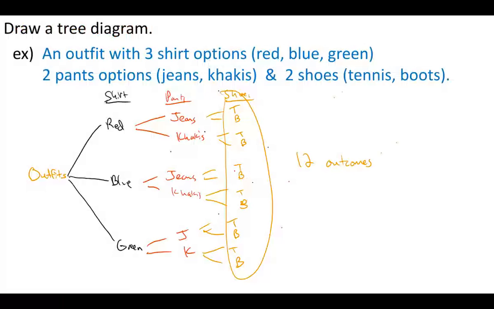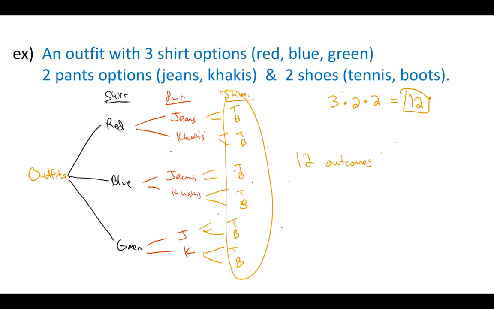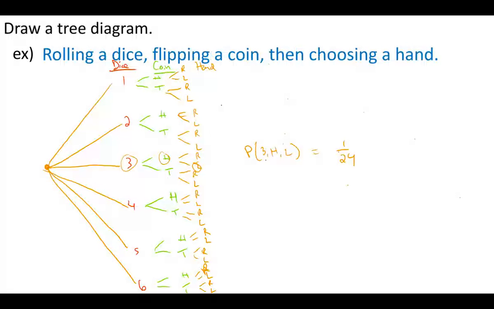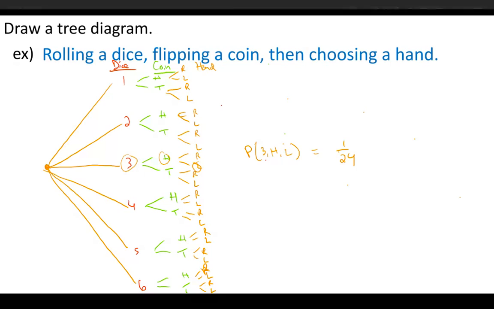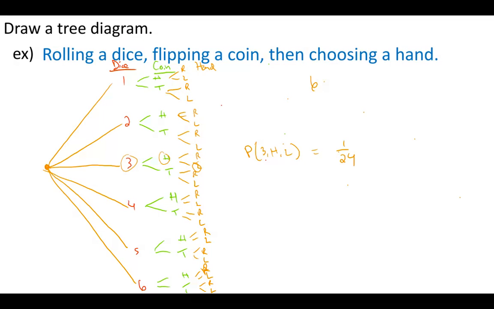So if we were to go back and look at these, this one would be, well, we got 3 shirts times 2 pants times 2 shoes. 3 times 2 is 6 times 2 is 12. Boom, got it the same way. If we went back to this one, rolling a die, there was 6 times flipping a coin, there's 2 options. Choosing a hand, 2 options. 6 times 2 is 12, times 2 is 24. 24 outcomes. So it is very simple.